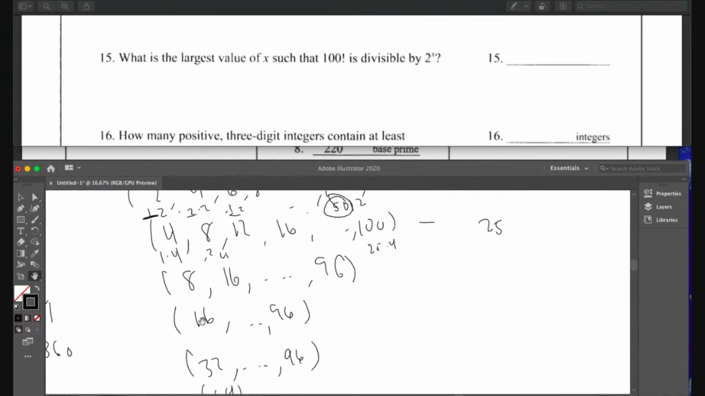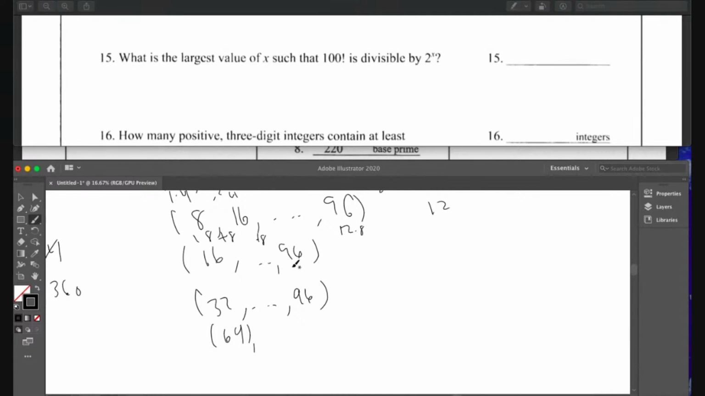All of these always start on 1 times 8, and it's always going to go plus 8. So all I have to do is look at what multiple the last number is of our first number, and that's the number of numbers in our list. 96 is the 12th multiple of 8, so there are 12 numbers in this list. 96 is the 6th multiple of 16, so there are 6 numbers in this list. 96 is the 3rd multiple of 32, so there are 3 numbers in this list, and there's just 1 number in this list.